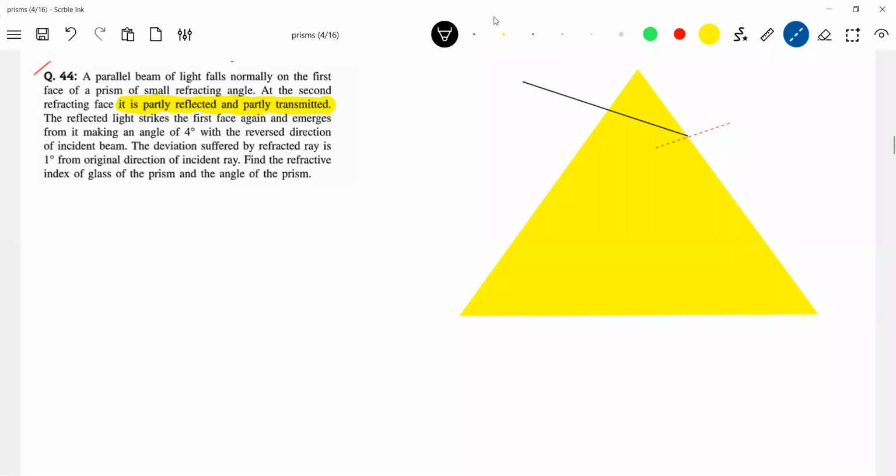Okay, after reflection, here you draw the normal. Now it will undergo refraction. So the ray will bend. Moving from denser to rarer, it should bend away from the normal.